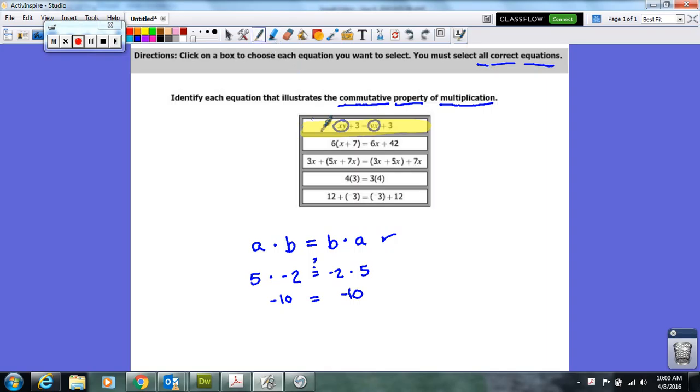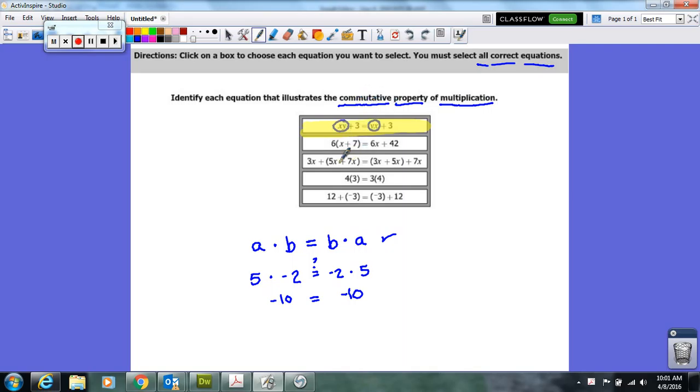All right, let's look at the next one. 6 times the quantity x plus 7 equals 6x plus 42. This one is not the commutative property. I'd be curious if you could tell me what property you see here. If you answered the distributive property, you were correct. We literally multiplied each term inside the parentheses by 6. 6 times x gave us 6x, and then 6 times 7 gave us 42. That is the distributive property, and we certainly are not looking for the distributive property, we're looking for the commutative property.